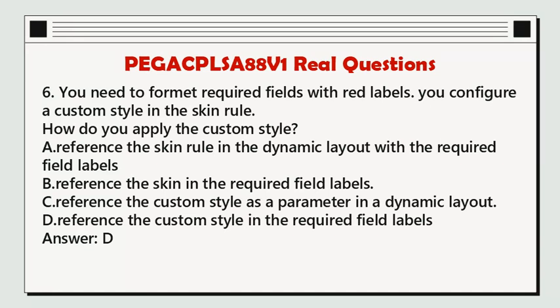6. You need to format required fields with red labels. You configure a custom style in the skin rule. How do you apply the custom style? A. Reference the skin rule in the dynamic layout with the required field labels. B. Reference the skin in the required field labels. C. Reference the custom style as a parameter in a dynamic layout. D. Reference the custom style in the required field labels. Answer: D.